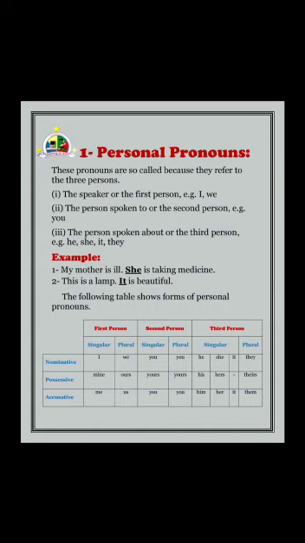In third person pronouns we have nominative singular he, she, it and their plural is they. In possessive singular we have his, hers and their plural is theirs. In accusative we have singular him, her, it and their plural is them.